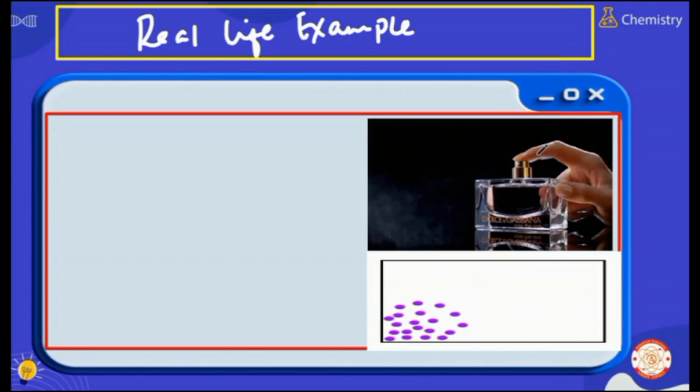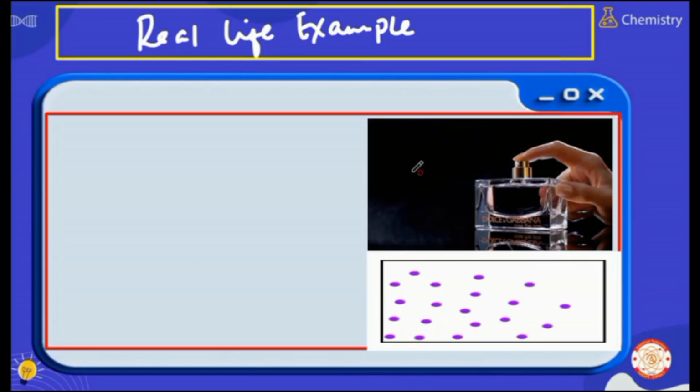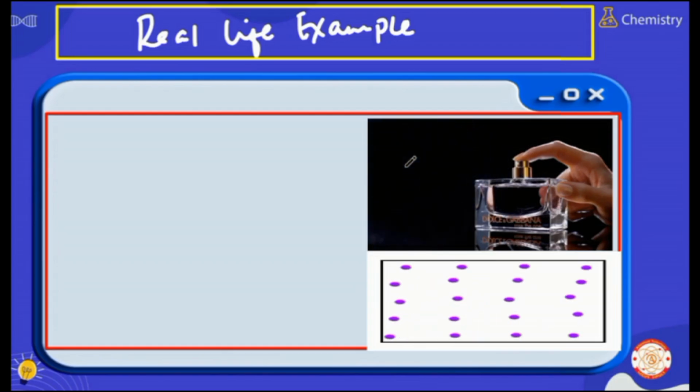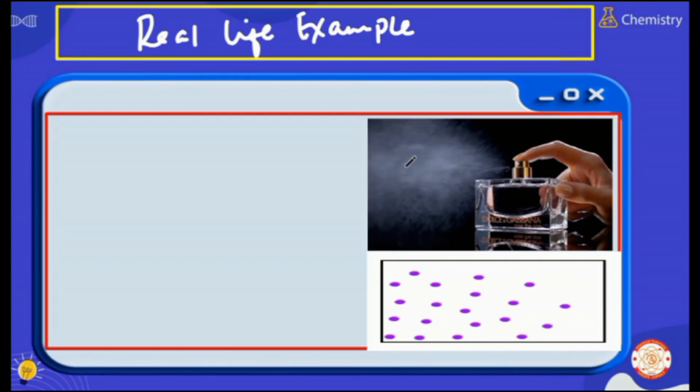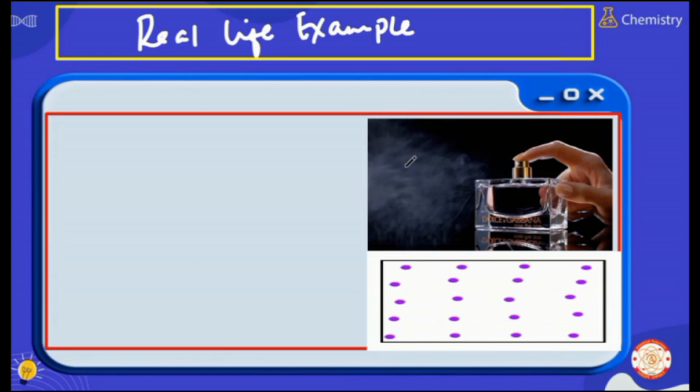The particles move in all directions. Suppose this is a room. So the spray is released at one corner of the room.